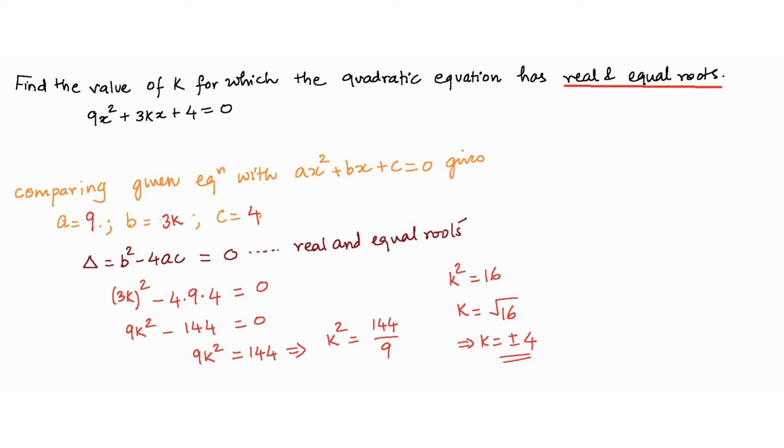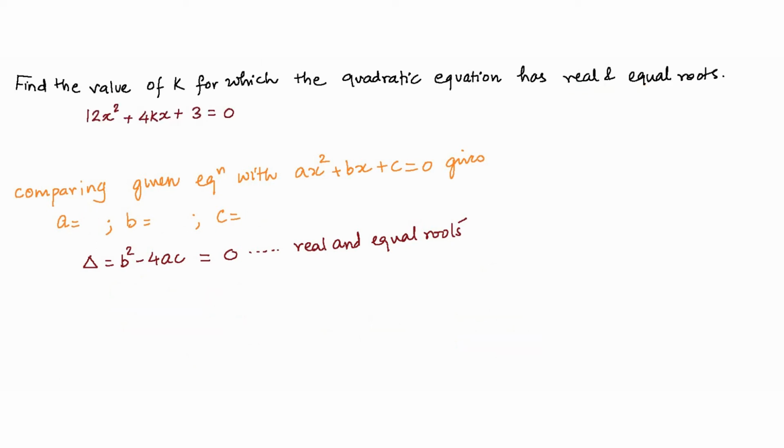Let us take the next equation now. Find the value of k for which the quadratic equation 12x square plus 4kx plus 3 equal to 0 has real and equal roots. So again, we need to find the value of k so that we have real and equal roots. We need to find the value of a, b and c again. A is the coefficient of x square, which is 12. B is the coefficient of x, which is 4k, and c is 3. I need b square minus 4ac is 0.